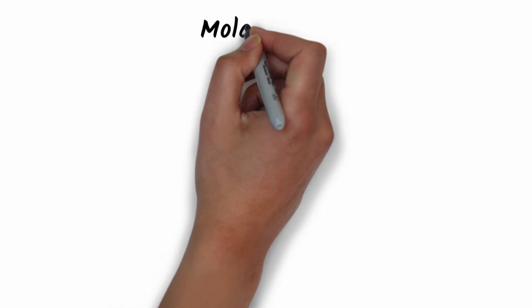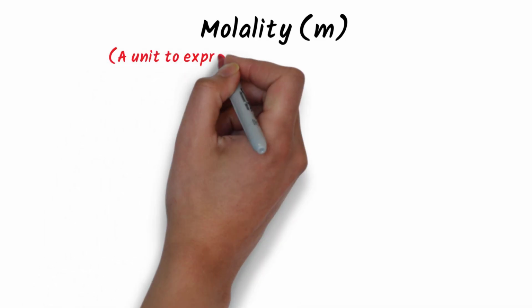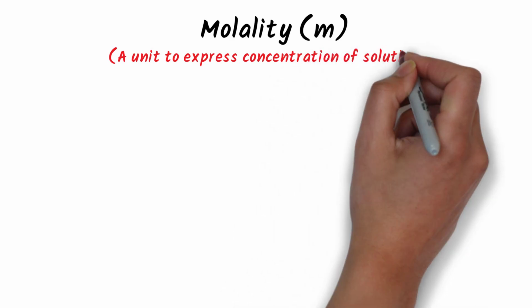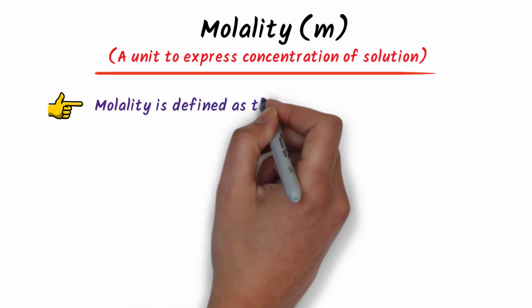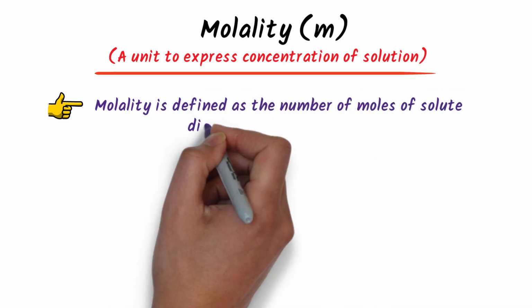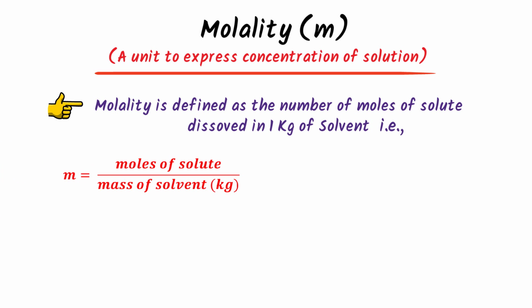Welcome back. Let's talk about molality. Like we talked about in previous lectures, percentage and the mole fraction, molality is also a unit to express the concentration of solution. Now, molality of a solution is defined as the number of moles of solute dissolved in 1 kilogram of solvent. That is, molality is equal to moles of solute divided by mass of solvent in kilograms.